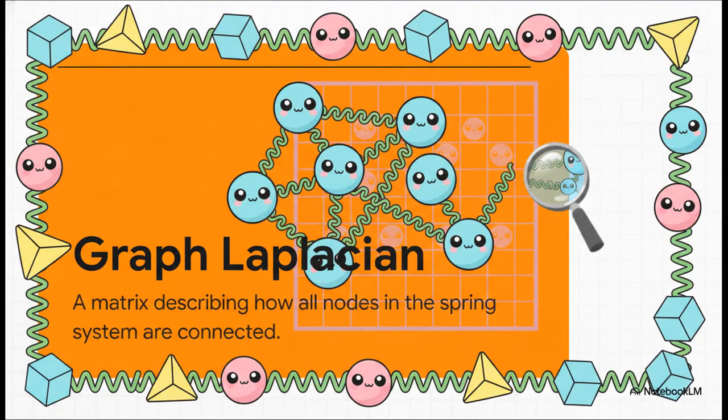Now, to actually do anything with this system, we need a way to describe it with numbers. And that's where something called the graph Laplacian comes in. Don't let the name scare you. It's basically just the blueprint for our entire spring system. It's a big grid, a matrix, that tells the computer exactly how strong every single spring is and which masses it connects. It's the master plan.